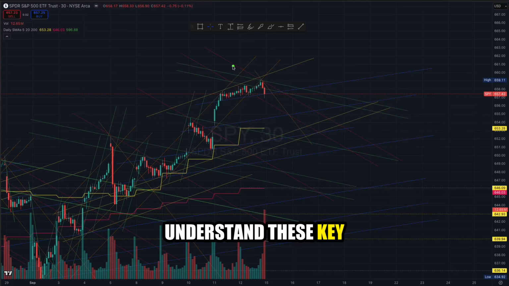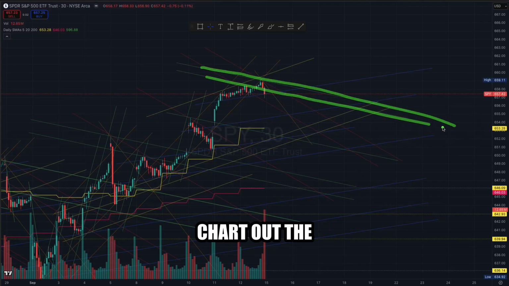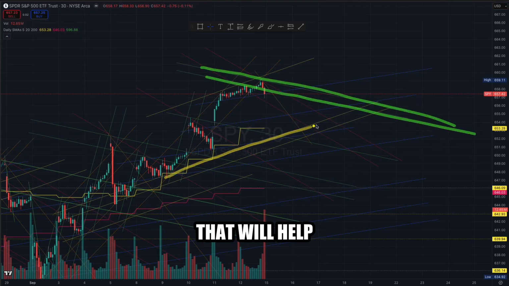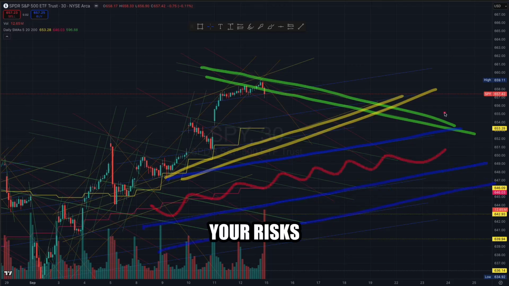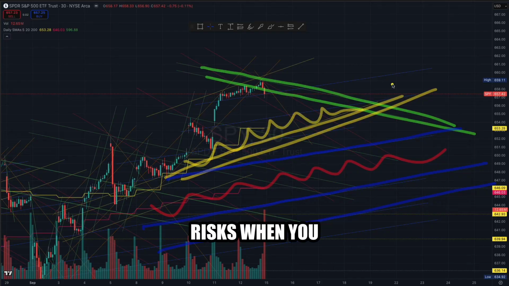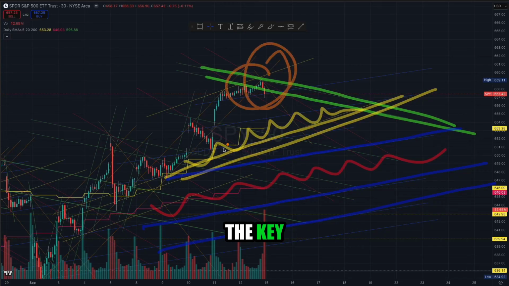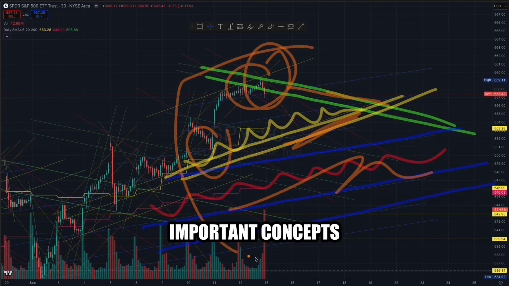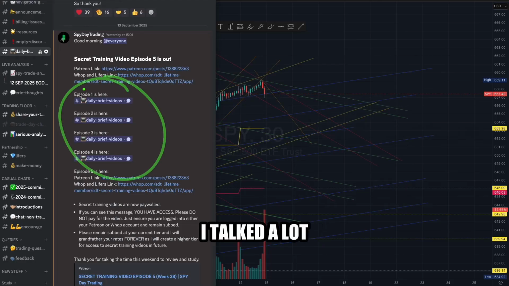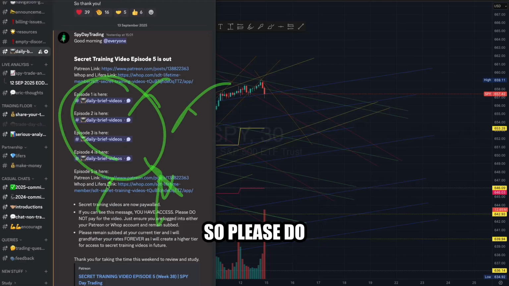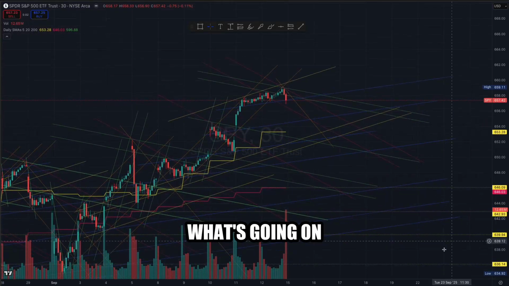And when you understand these key levels, you will be able to chart out the liquidity wedges, and that will help you plan your trades better, understanding your risks, and you are therefore more careful to manage your risks and not undertaking too much risks when you understand where the key liquidity wedges and the levels are. Now, these are very important concepts you have to understand. So members, please do check out the videos. I talked a lot about them here. So please do watch it, have a deeper understanding what's going on here.